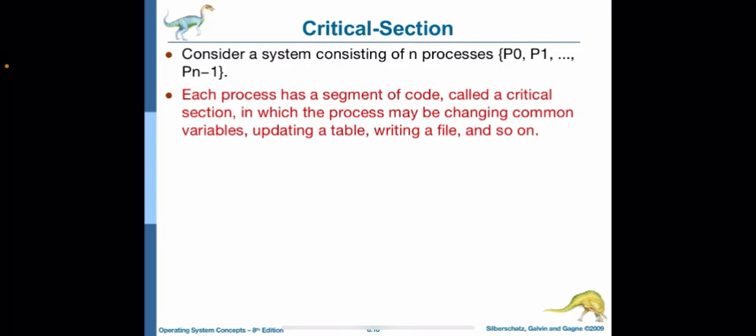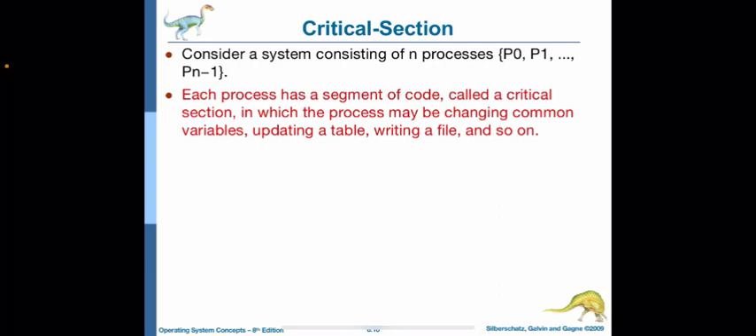So the thing is that n processes are there, and these n processes are concurrent in nature, and they have common data to be manipulated. Maybe some common variables, memory variables, or some table or database may be there, or some files may be written by different processes.